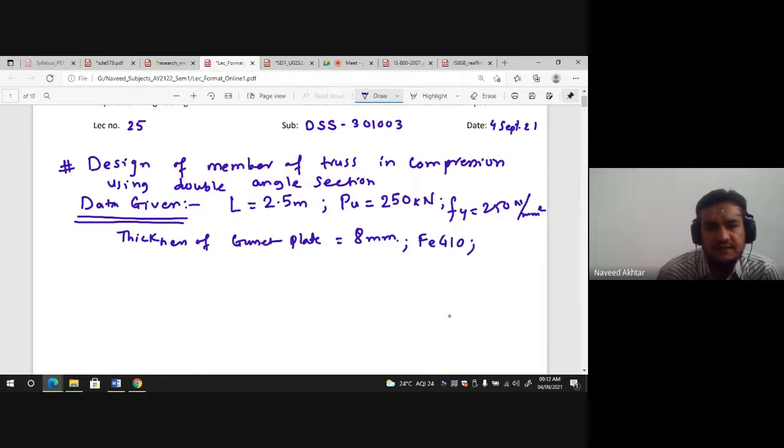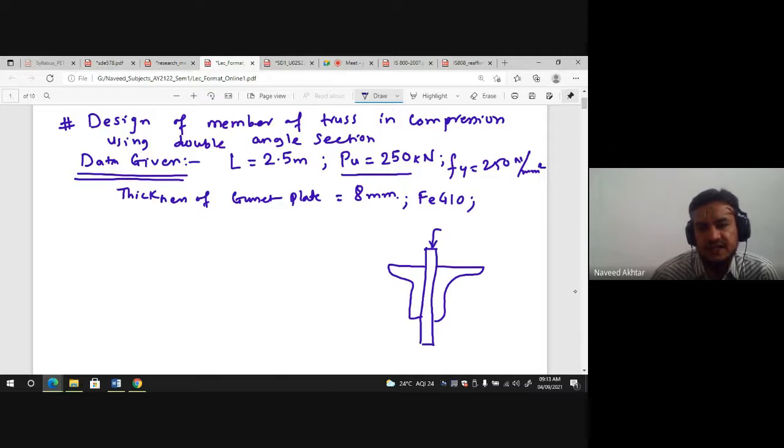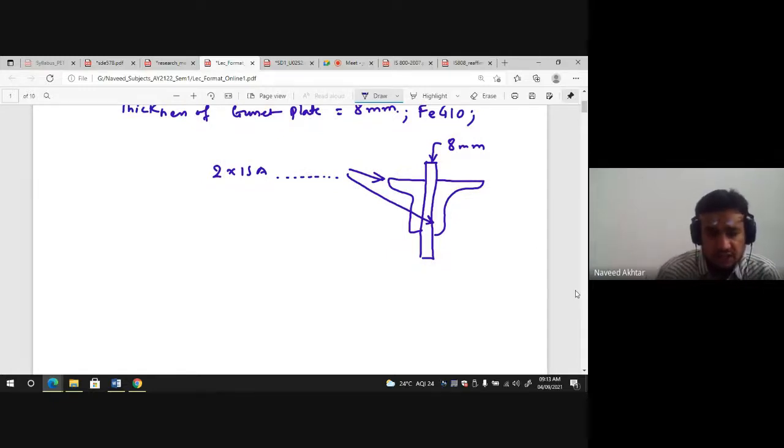What we have to design is to select a section such that the angle section is capable of taking a load of 250 kN. Which type of angle section are we dealing with? The double angle section back to back. Thickness of the gusset plate is 8 mm. The angle section we still don't know, we have to choose. So I will write 2 ISA dash, still unknown.